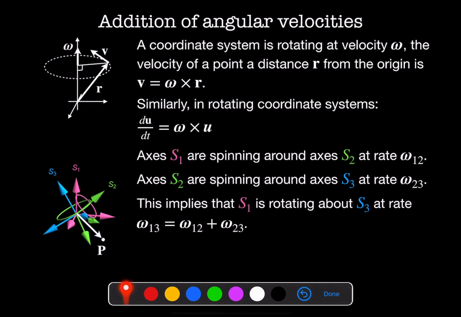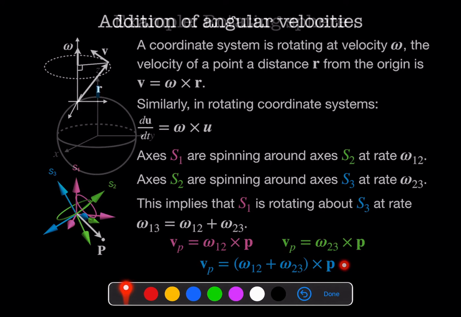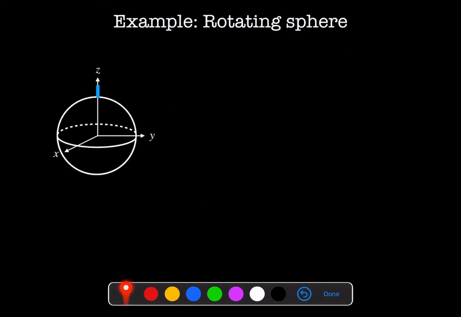Imagine now we have a point P in the lab frame. It's traveling at velocity Vp equal to omega 1,2 cross P in coordinate system S1. It's traveling at Vp equal to omega 2,3 cross P in coordinate system 2. And in coordinate system 3, it's traveling at Vp equal to omega 1,2 plus omega 2,3 cross P.